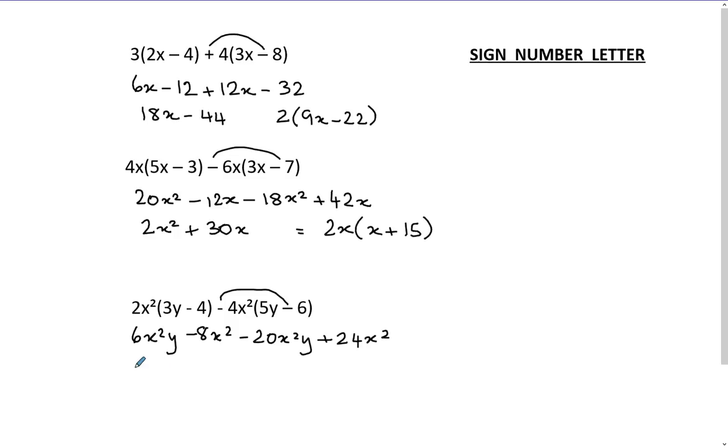You collect your like terms. 6 minus 20 is minus 14 x squared y. Minus 8 plus 24 is plus 16 x squared. This time they actually both go into 2, but they also have x squared in common. Open the brackets, and you get minus 7y plus 8. You don't need the x squared because it's already outside.